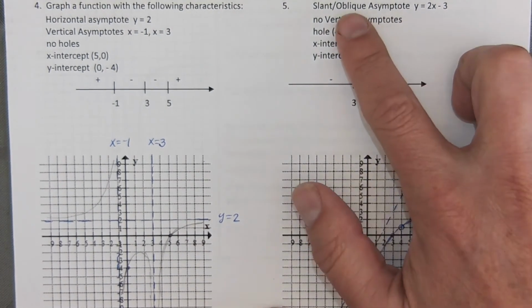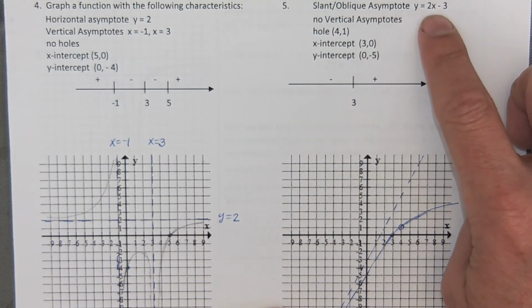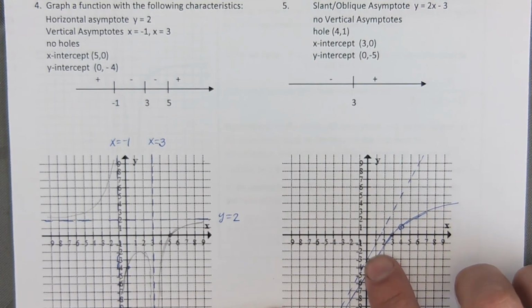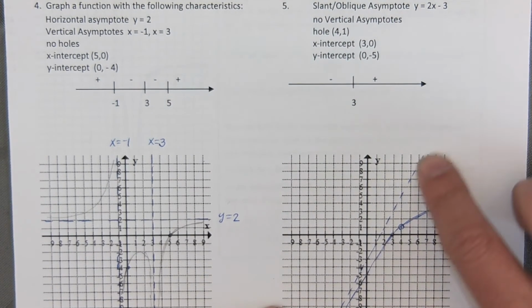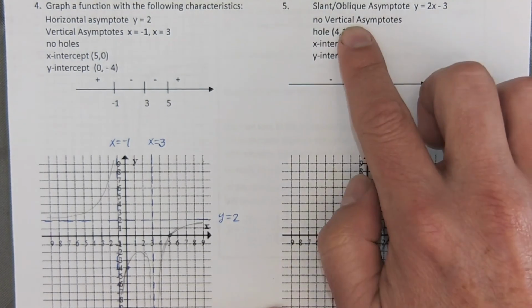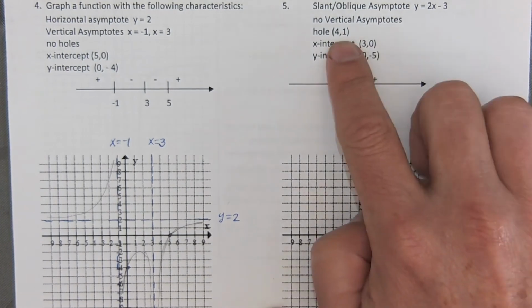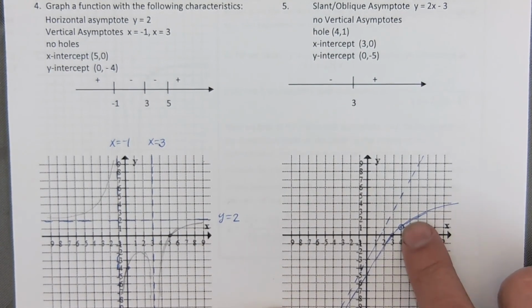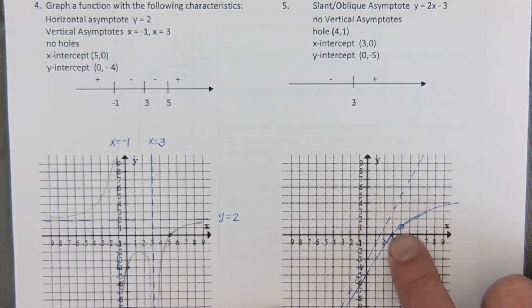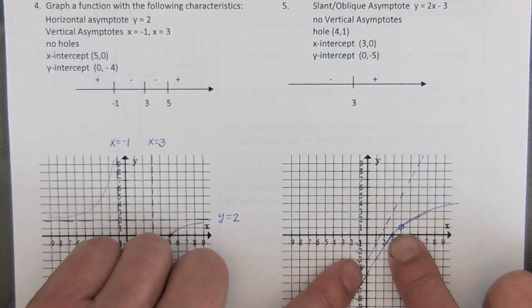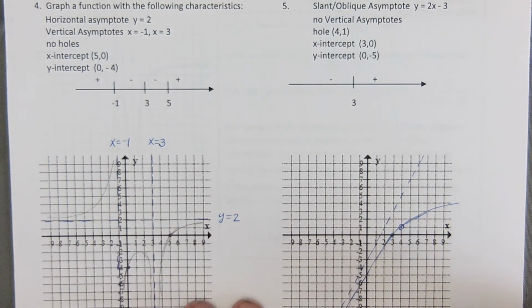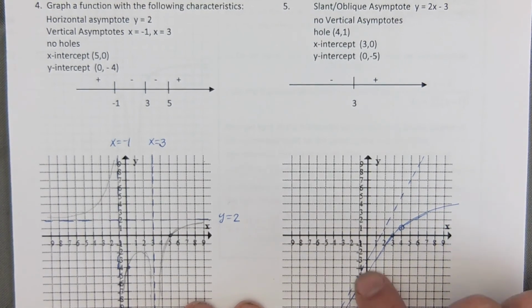Let's take a look at number 5 over here. So we have a slant or an oblique asymptote. That is 2x minus 3, so it's crossing at -3, up 1 over 2. There's our line. No vertical asymptotes. There's a hole at 4, 1. So at 4, 1, there's our hole. X-intercept at 3. Y-intercept at -5. That's down here. And then you can see it's getting closer and closer to the slant asymptote.